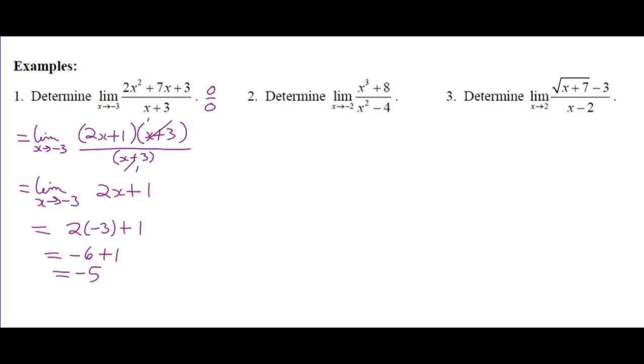Okay, -2 cubed is -8 plus 8 is 0. -2 squared is 4 minus 4 is 0. This evaluates to 0 over 0. Therefore, it has a limit. And we're going to factor. So it's going to be the limit as x approaches -2. Okay, do you remember how to factor a sum of cubes? I don't either. I just do it from first principles all the time.